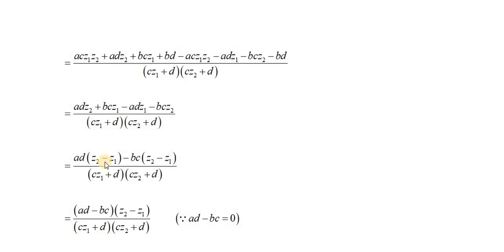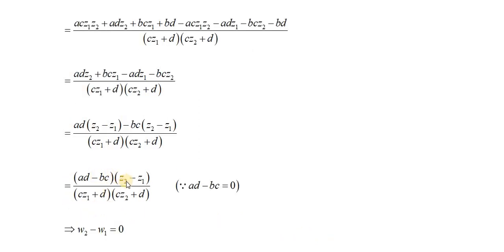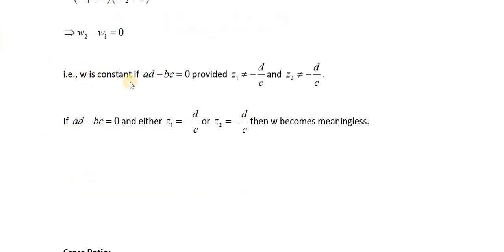Again you can observe this bracket and this bracket is same. Take that term outside, AD minus BC divided by denominator as it is. Here AD minus BC equal to 0 means 0 into anything is 0, and 0 divided by anything is 0. That means W2 minus W1 equal to 0. That is, W is constant if AD minus BC equal to 0.